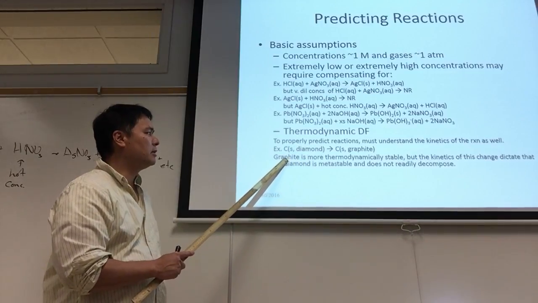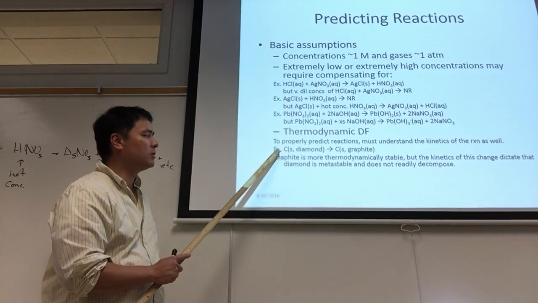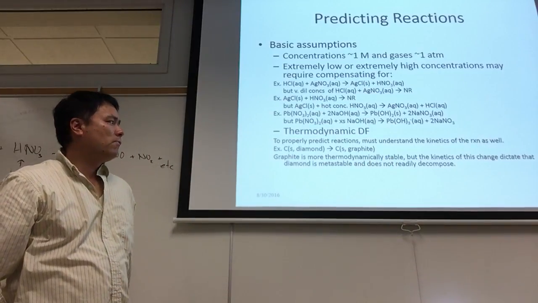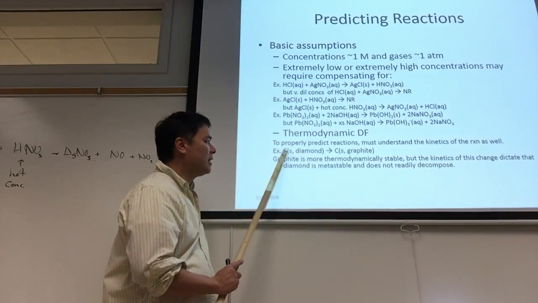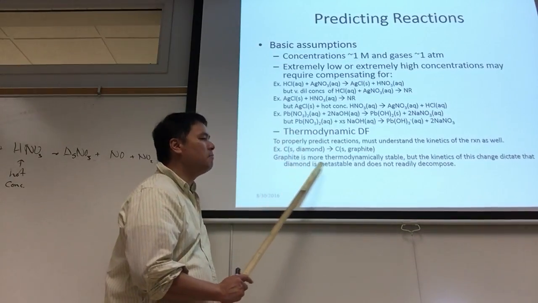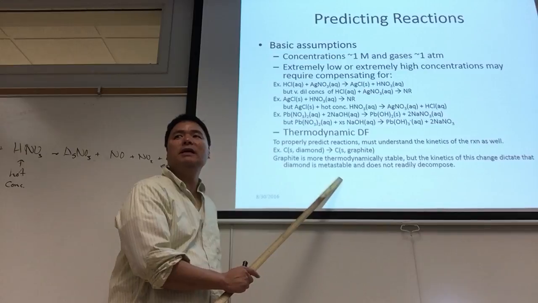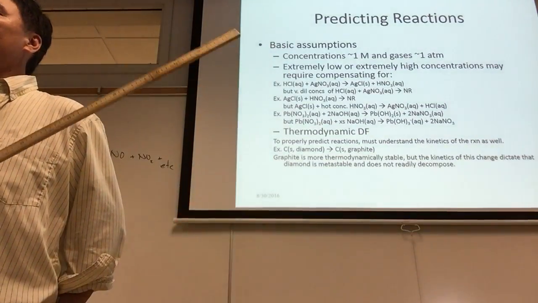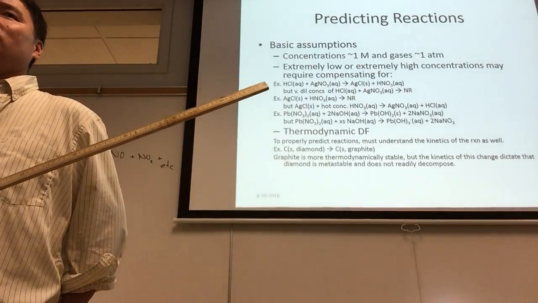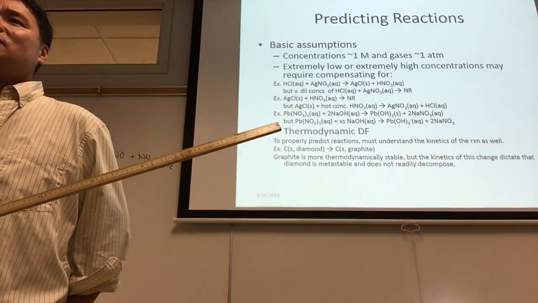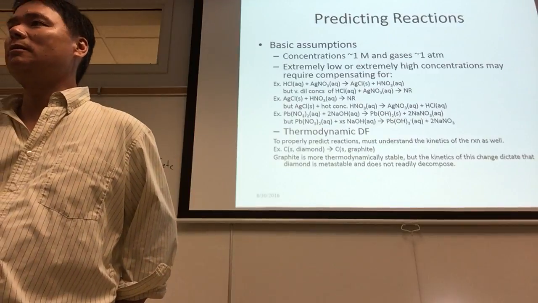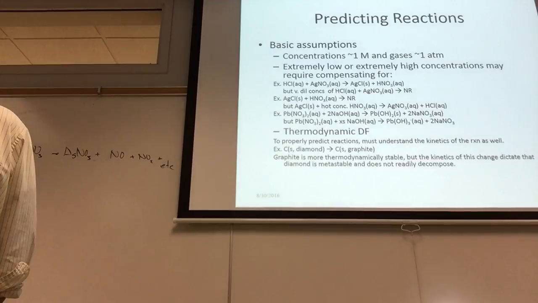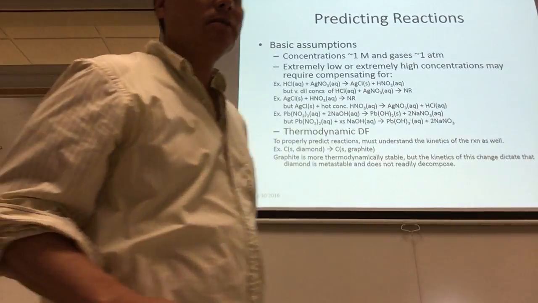And so what we call this is graphite is more thermodynamically stable, and therefore diamond is unstable. But diamond's not really unstable, so we call diamond metastable. Metastable meaning it's thermodynamically unstable, but kinetically stable. The reaction would take forever for diamonds to decompose, and therefore we don't worry about it. There's other examples of this.